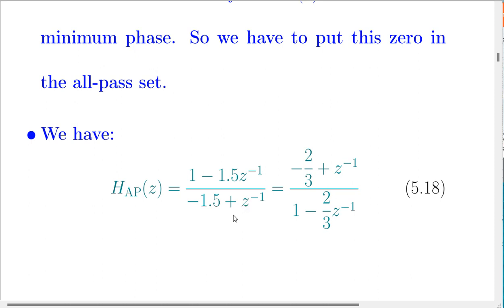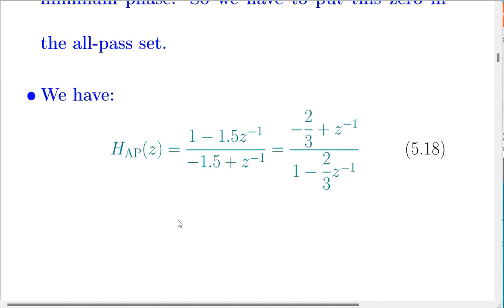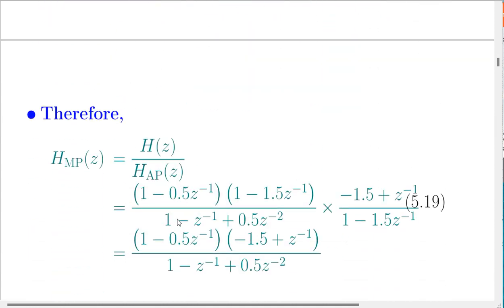which is equal to (minus 2/3 plus z^-1) over (1 minus 2/3 z^-1). That's it. That's the all pass section created, starting from the unwanted zero located outside the unit circle and generating a necessary denominator, which is the flipped version of the numerator. That's it.